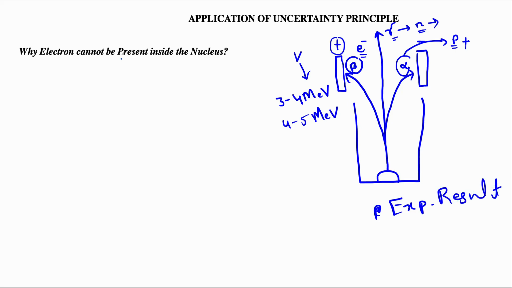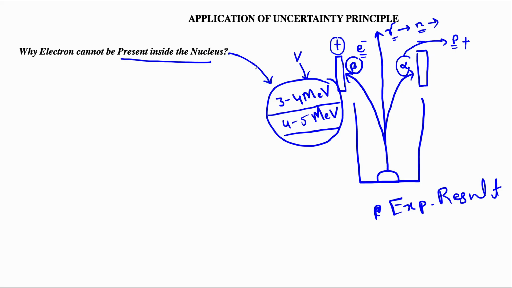Now we need to prove it. That means the energy which we are talking about is 3 to 4 mega electron volt or 4 to 5 mega electron volt. If we need to say electron is present inside the nucleus, that means electron must have this much amount of energy.